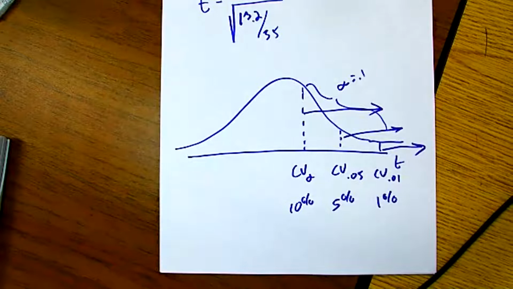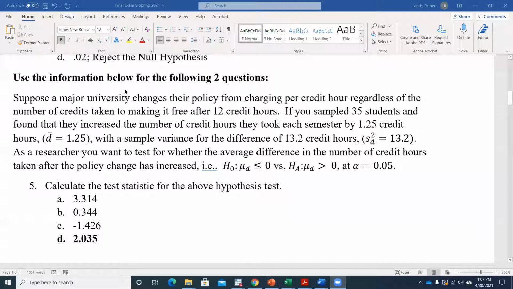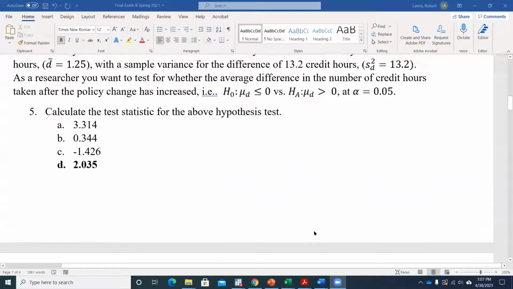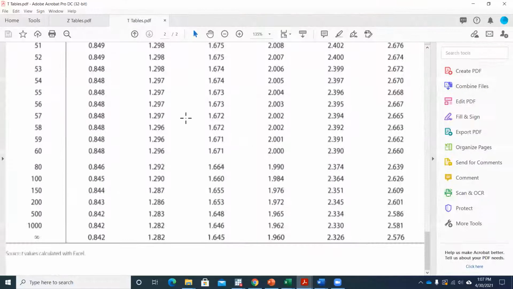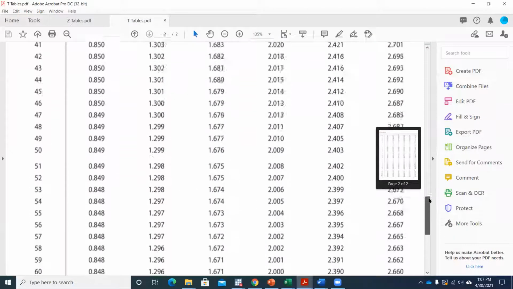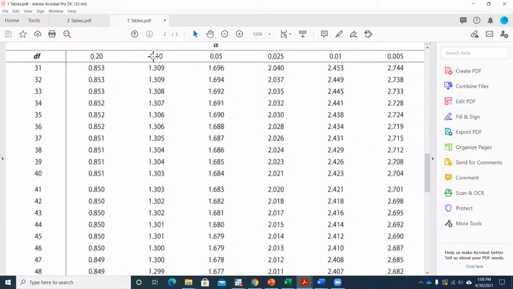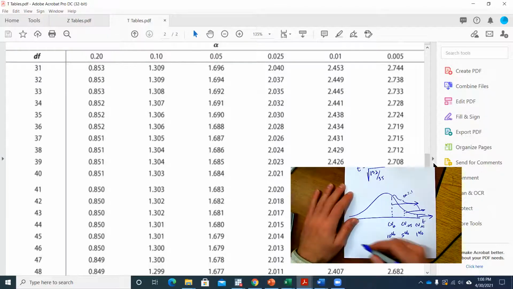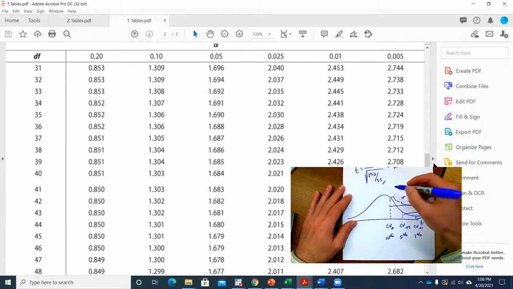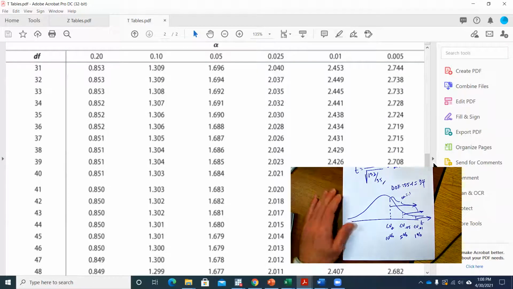Okay. So how can I look these up? Go to my student t-table. The areas that I want in the tail were 0.1, 0.05, and 0.01, so these three columns. My degrees of freedom would be n-1. My sample size, remember, was 35. So my degrees of freedom is 35 minus 1, or 34.